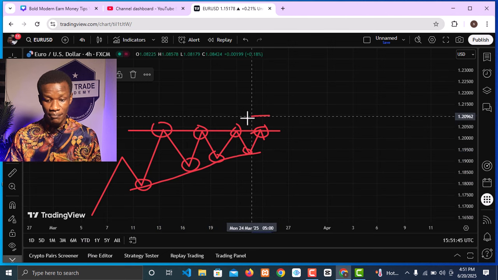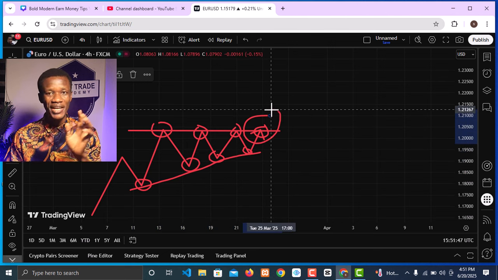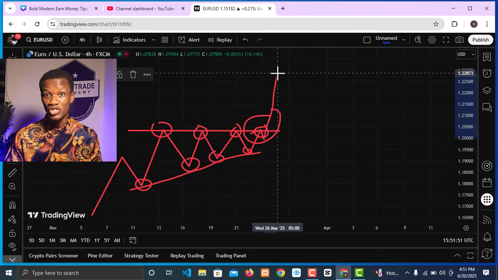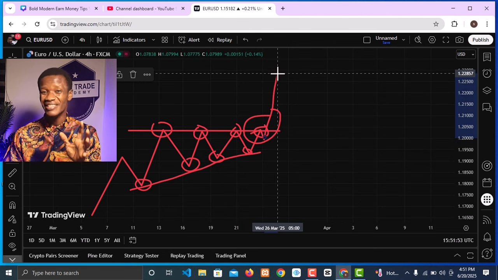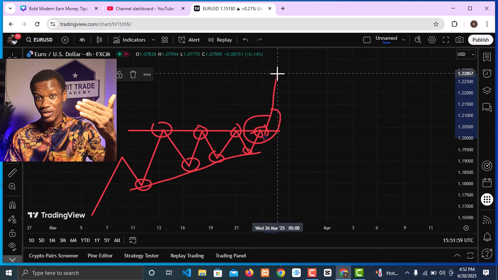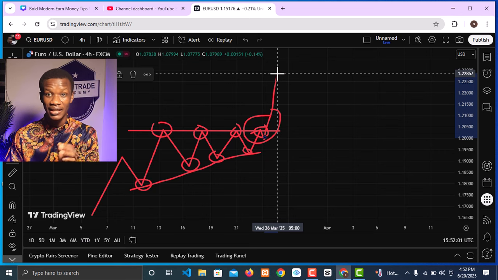That means if we see a breakout here, there is 70 to 80% chance the market is going to break and begin to move all the way to the upside. This concept is very, very important for you to know when a resistance level is about to break and move all the way to the upside. I'm going to show you practically in multiple examples on price action.